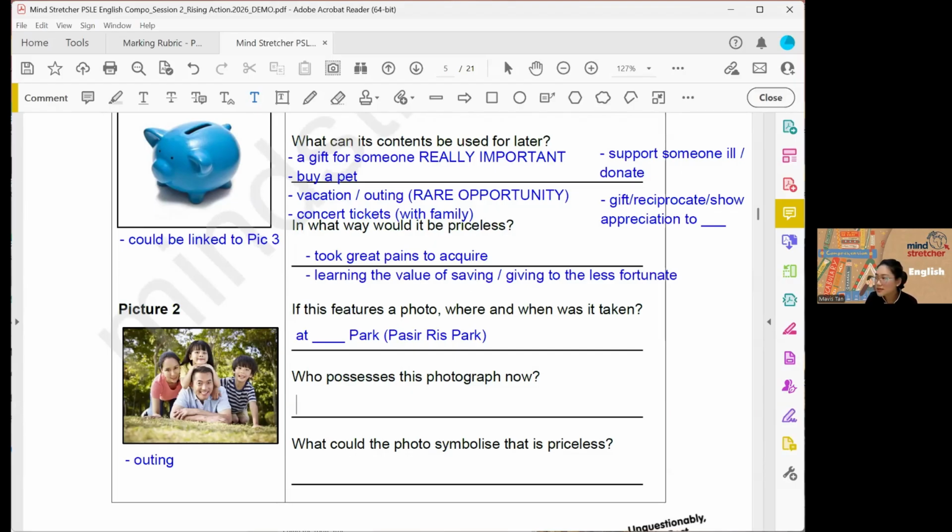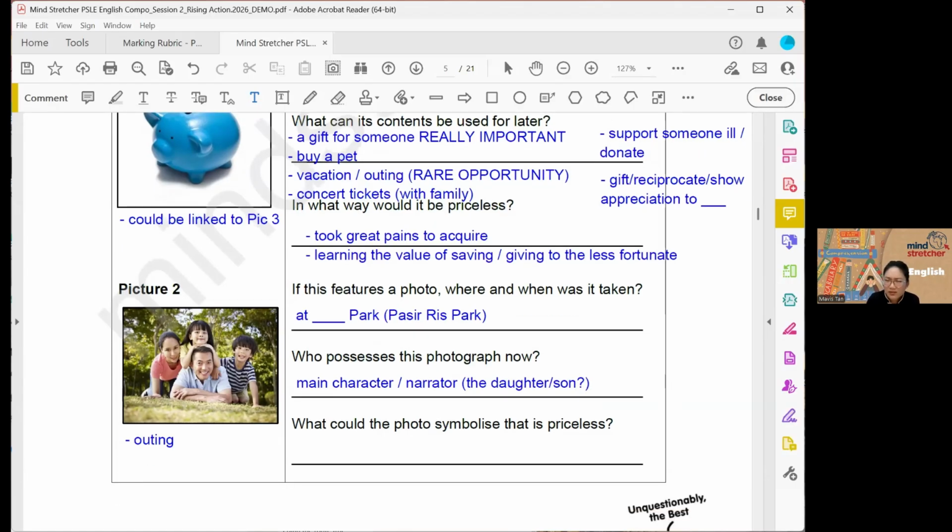Okay? So who possesses this picture now? The main character. It could be the narrator. If you're writing from first person's point of view, later on we'll talk about perspective, okay? If you're writing from first person's point of view, the narrator, main character, who? So who? Okay? The daughter, son, okay, one of them.